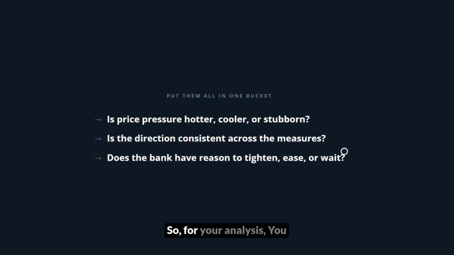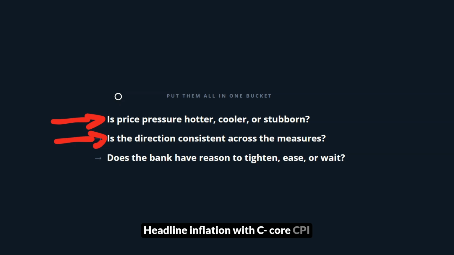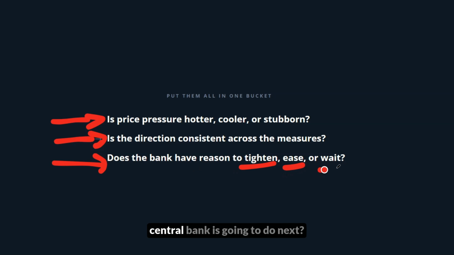So for your analysis, you don't need to complicate the analysis of these numbers, okay? You just have to place inflation into one bucket. You have to understand if price pressures are hotter, cooler, or stubborn. How is inflation doing? Is it hotter than expected? Is it cooler than expected or not? Is the direction consistent across the various inflation metrics? Headline inflation with core CPI inflation, with PCE, with maybe PPI as well, with maybe even wages, the whole bucket of inflation. And then the batch of numbers, everything together: does this change the reasons for what the central bank is going to do next?